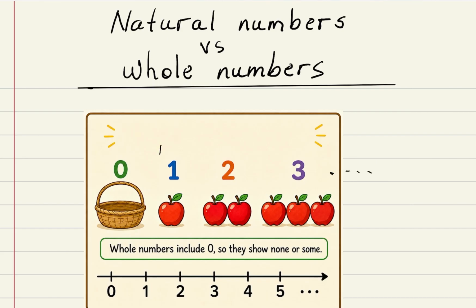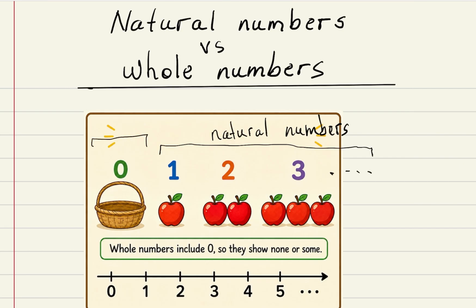So this right here and so on to infinity is the natural numbers. Some books may include 0, but typically natural numbers start from 1, 2, 3, and so on. Now the difference between natural numbers and whole numbers is that whole numbers are going to include 0.